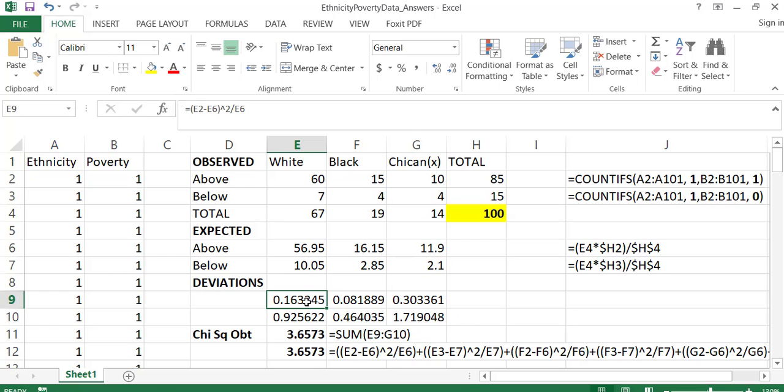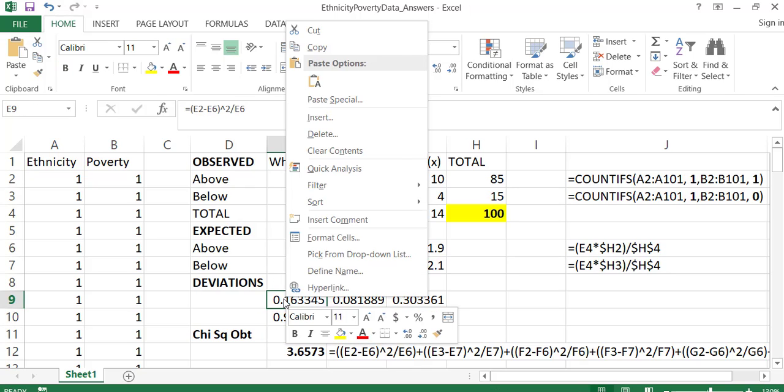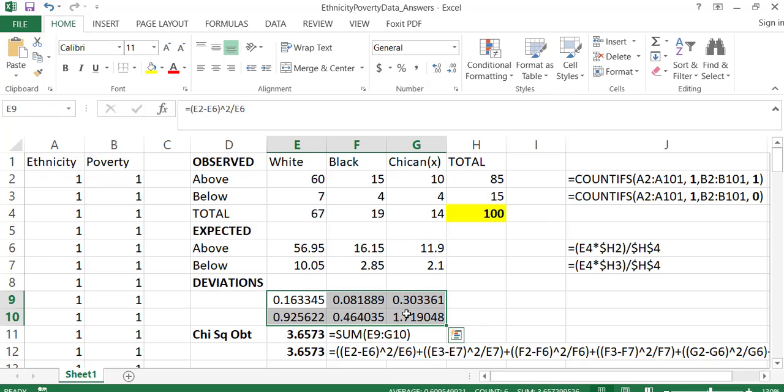Once we get each of these cell deviations, we then add them together. So we saw that it was capital sigma, right? Meaning sum together, add those up. So I find this to be the easiest way. I just sum E9, right, through G10. So those are these cells here. And I find that my chi-square obtained is 3.6573, which is consistent with the video I just showed you.